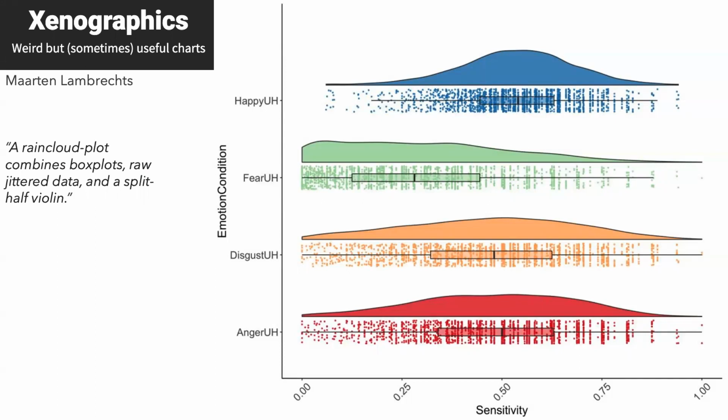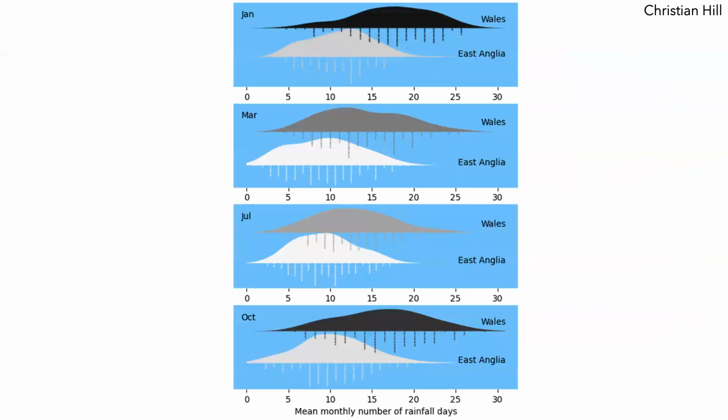But I want to point out that although this is somewhat the canonical form, there are other forms of rain clouds as well. Right, so Christian Hill here is presenting what I think of as like a meta rain cloud plot. It's literally showing the days of rain in two areas of Great Britain. And here they've changed the jittered dot plot into this sort of stacked dot variation.